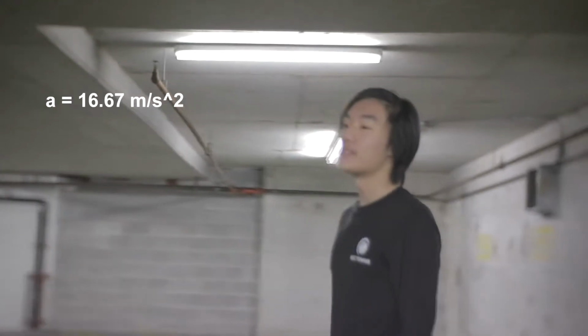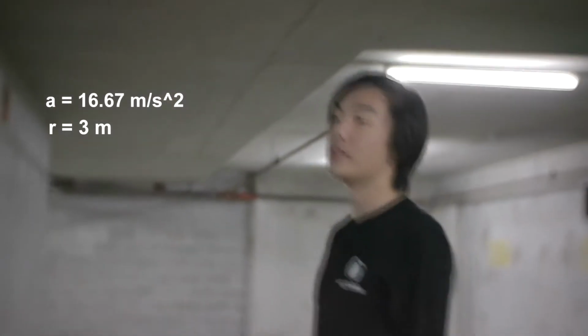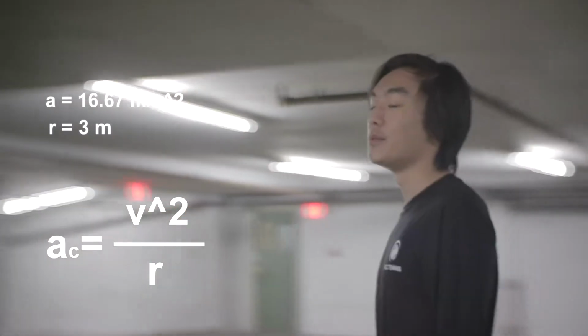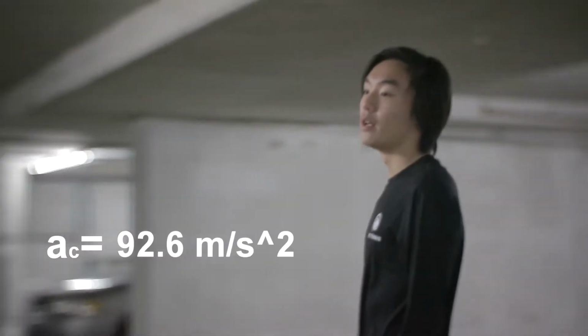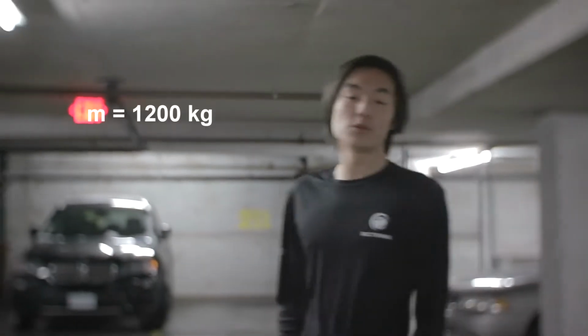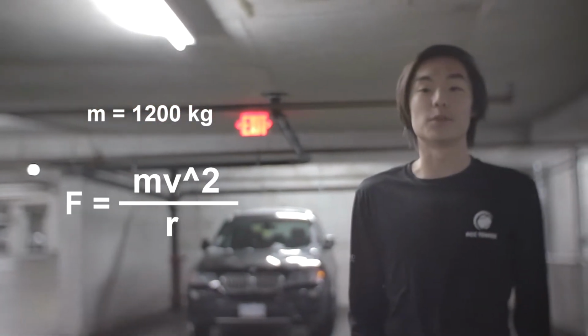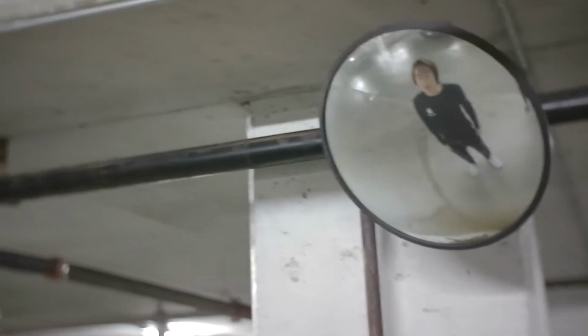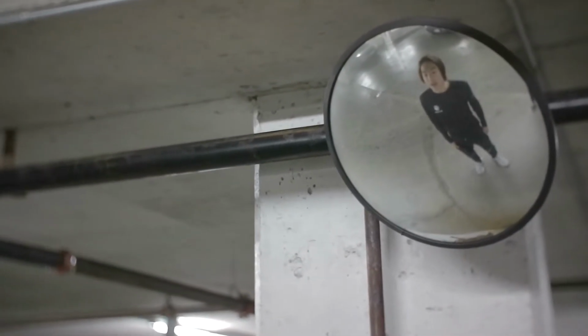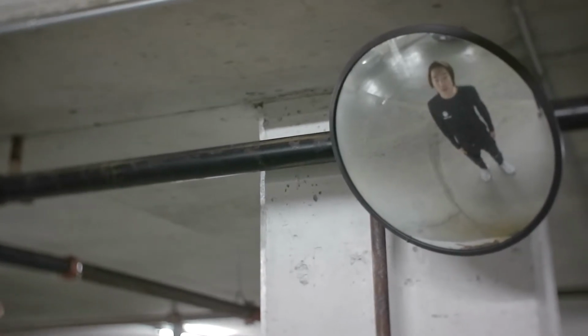Before we can calculate centripetal force, we first need to be able to calculate the object's centripetal acceleration. If the object is traveling at 16.67 meters per second with a radius of 3 meters, the centripetal acceleration can be calculated to be 92.6 meters per second squared. Therefore, given the mass of the object being 1200 kilograms, we can then calculate the centripetal force. This is the force required to keep the object on a circular path. If this force were to be greater than the other forces acting on the object, which in this case is friction, then the object would fly off its path. This is what happens in non-uniform circular motion.